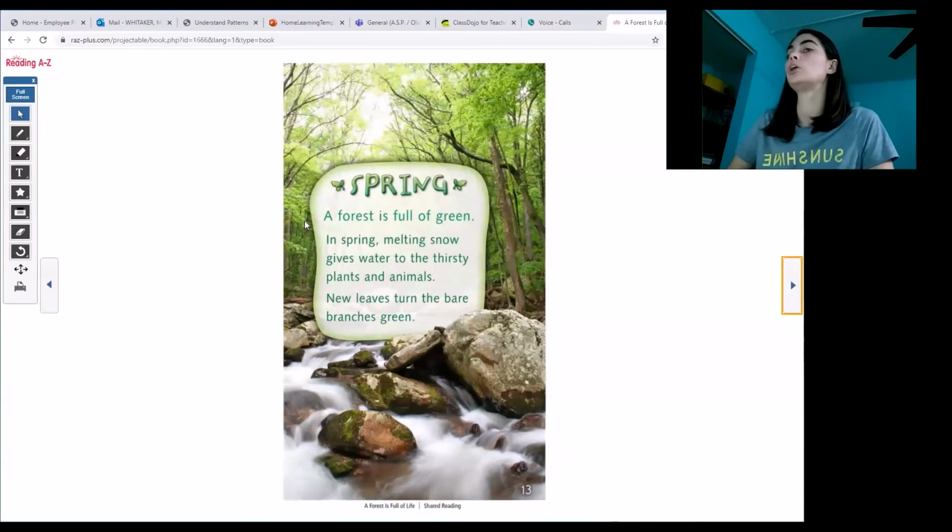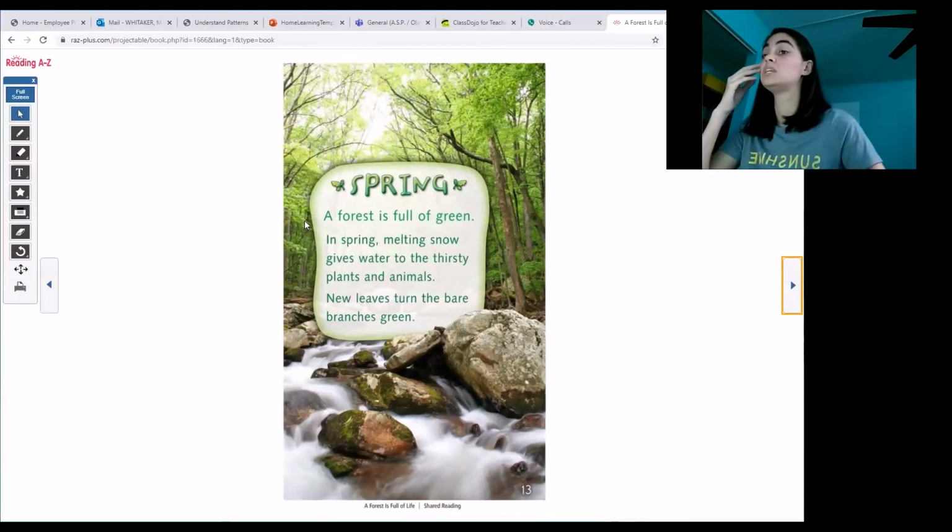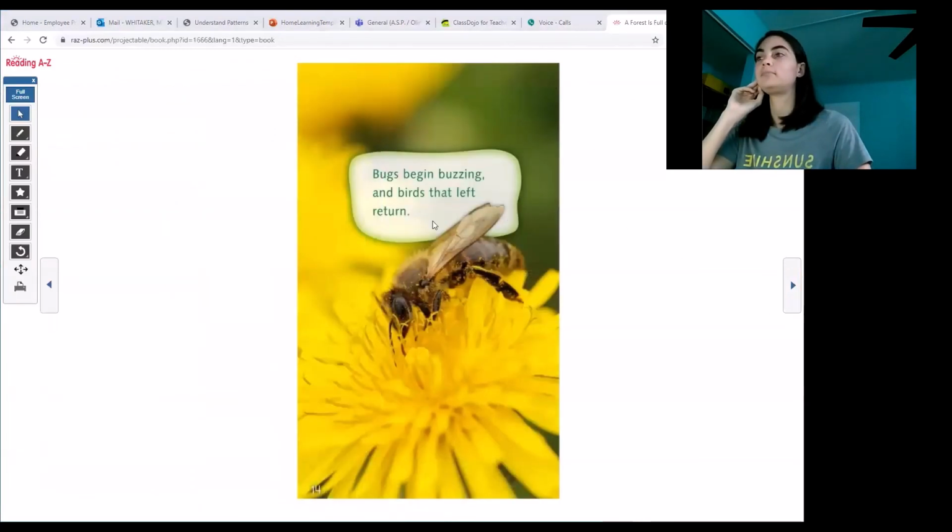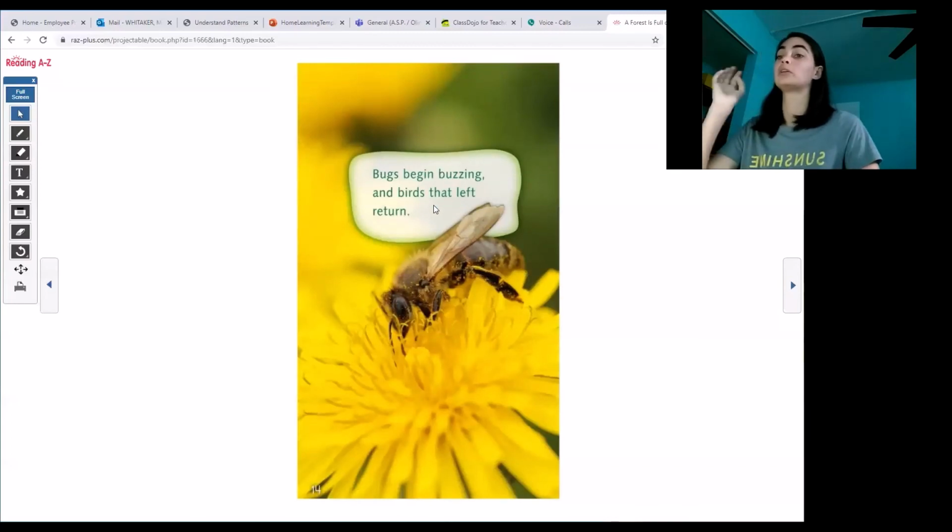So what do you think the word melt means? We already know this, we've seen it in class. What does that word melt mean? It's one of our science words. So if you're thinking that melt means turn from a solid to a liquid, you're correct. It's like when we have our ice cream bars, we don't finish them at lunch and then they're all liquidy. Same thing. Bugs begin buzzing and birds that left return. So all the birds that left, because it was like, nope, too cold, I'm not staying here, came back because it's starting to get warmer.